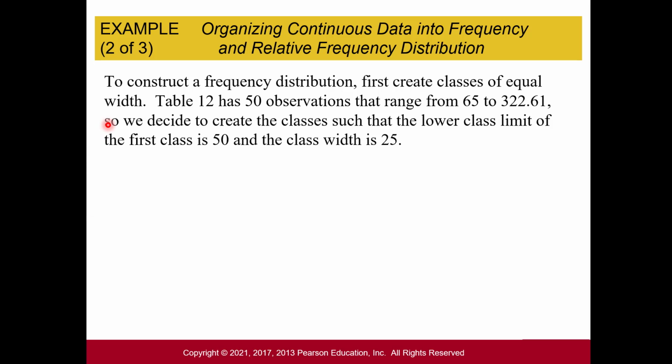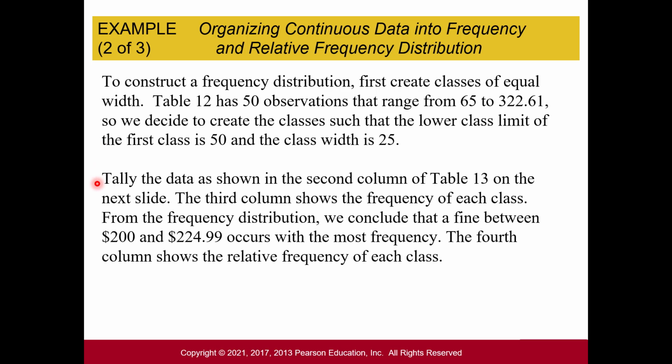To construct our frequency distribution, first we have to create classes of equal width. We have 50 total observations. If you go back to the table, the lowest fine was $65, and the largest was $322.61. So we decide to create the classes with the lower class limit of 50 and a class width of 25. Now, this is just sort of random. You don't have to pick the lower class limit of 50. You could say 60. Something 65 or lower would work. And for the class width, we could pick 25 or any number in between. We want to make it so there's not too many classes. Usually between 5 to 20 classes is good.